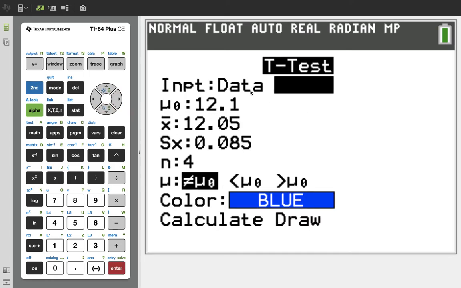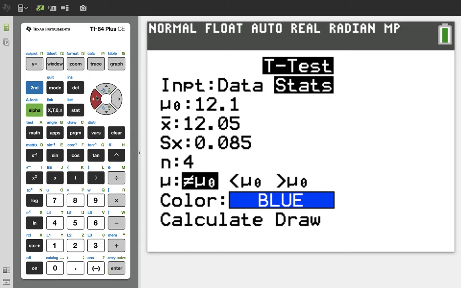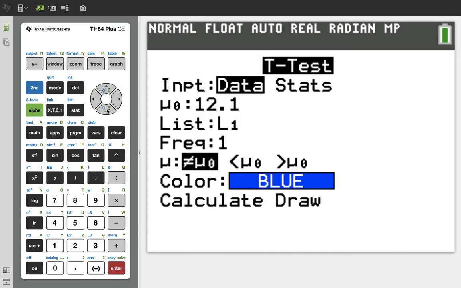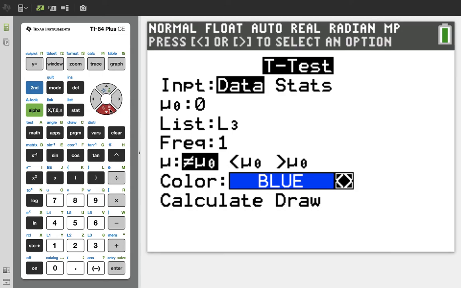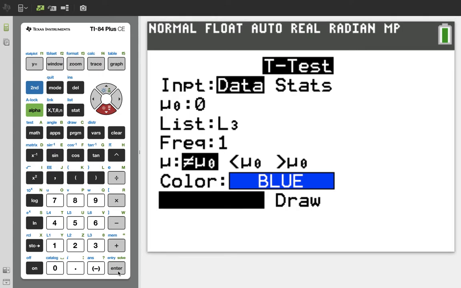Okay, this time you have raw data, so we're going to pick data. And we know our hypothesized mean is 0. Where's our data? Our data is in list 3. We care about those differences. The frequency is just 1, not important. And then we pick our alternative hypothesis. Well, our alternative was not equal to. And then we go ahead and we hit calculate.